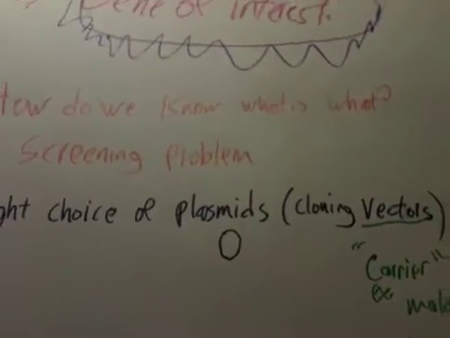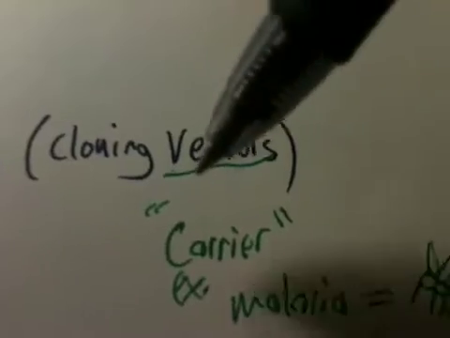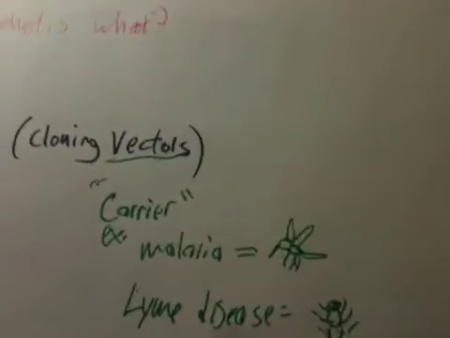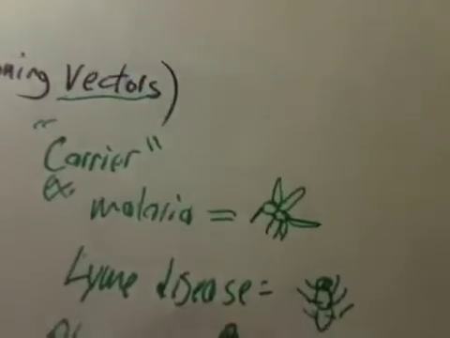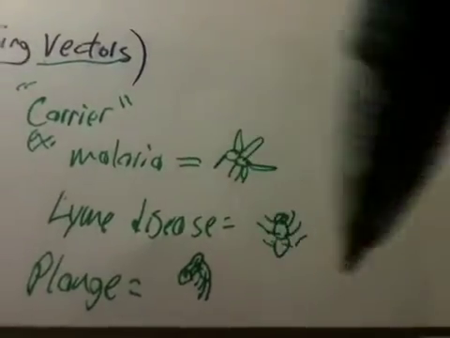And I think he just briefly talked about the term vector. Vector is just a fancy word for a carrier, an epidemiological carrier. So when we're talking about, say, malaria, the carrier of it is a mosquito. When we're talking about Lyme disease, the carrier of it is a tick.